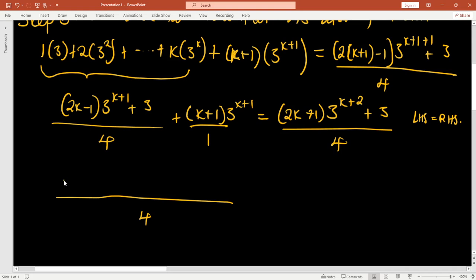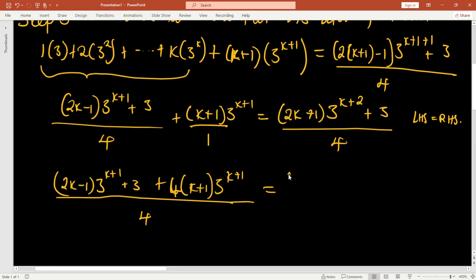So we have (2k − 1)·3^(k+1) + 3, plus the term that we have now here is 4 open brackets. Because 1 into 4 is 4, so 4 open brackets (k + 1)·3^(k+1), equal to, so what we have this side, or just keep it the way it is for now.